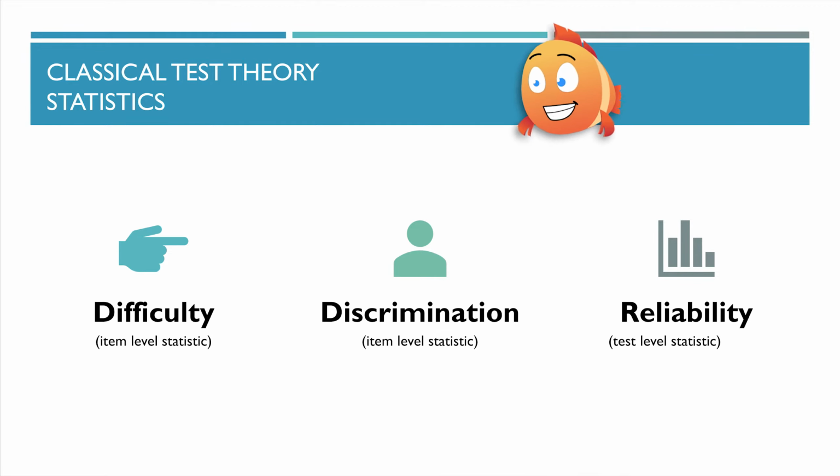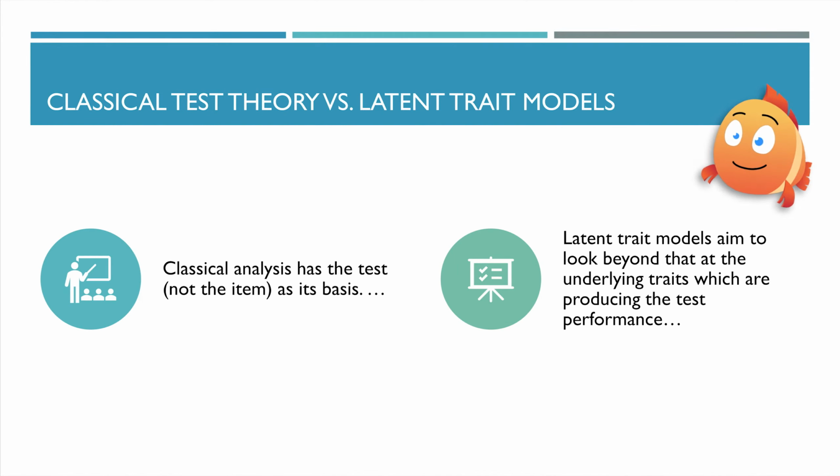Now, we've already had some classical test theory stats. So we've had difficulty. That is the item level statistic that describes the likelihood that someone's going to endorse that item or not. Then we've got discrimination. This is also an item level statistic. It allows us to see, frankly, how useful that question is at distinguishing between high and low performers, as well as reliability, which you may or may not recall was way back at the beginning of this semester. Now that is a test level statistic. The other two are item level.